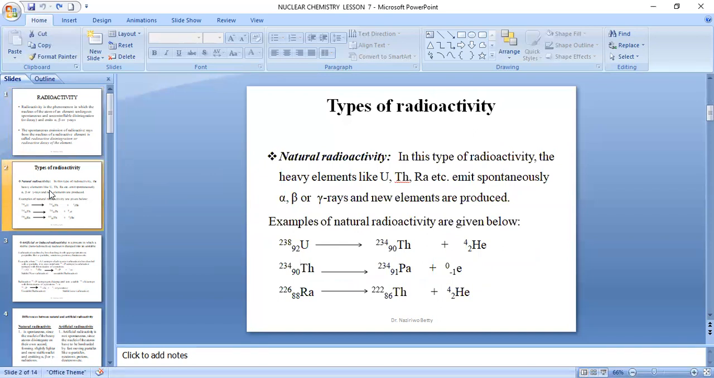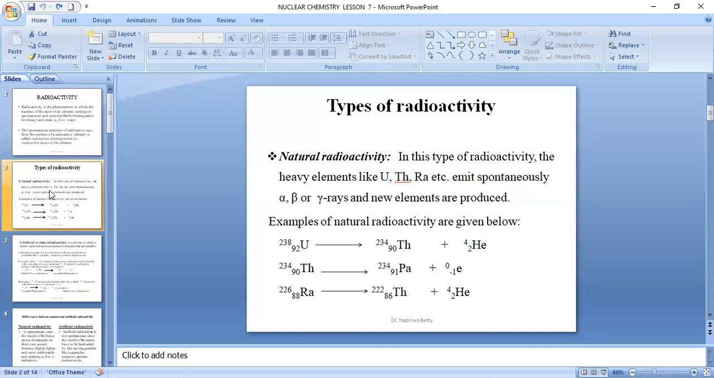Now let us look at the types of radioactivity. There are mainly two types: natural radioactivity and artificial or induced radioactivity. Natural radioactivity is the type of radioactivity where an element like uranium, thorium, and others spontaneously emit alpha, beta, or gamma rays, and new elements are produced.